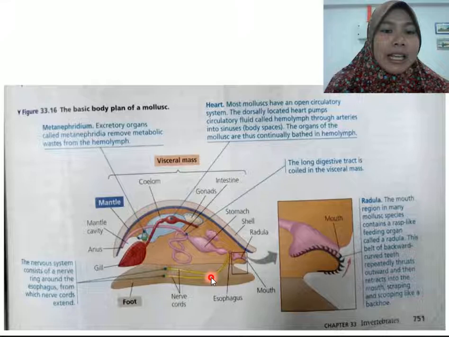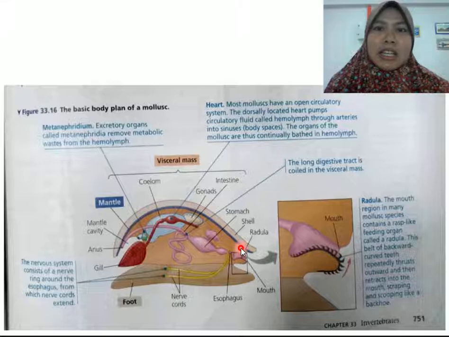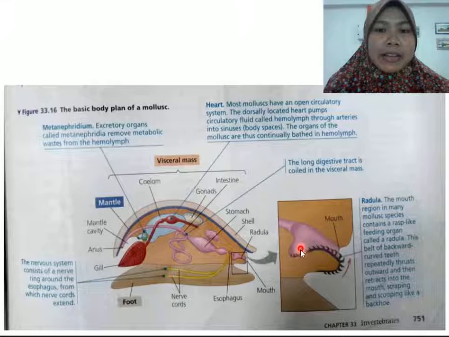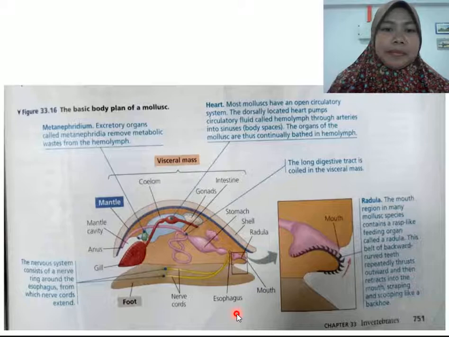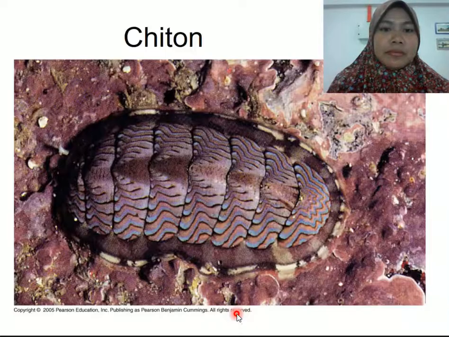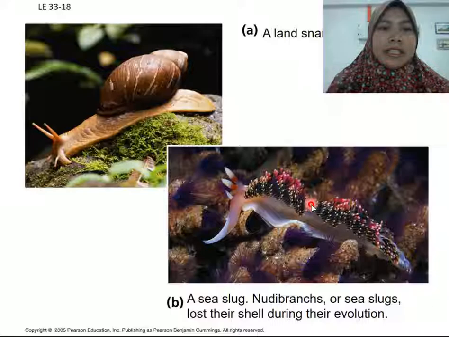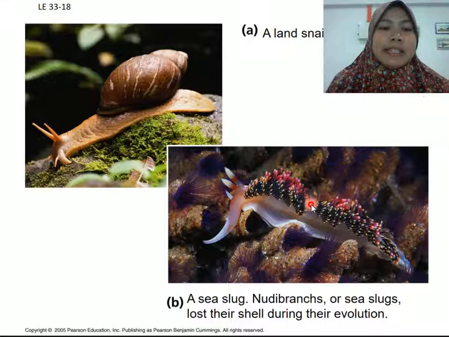And this is the coelom. And this is the mantle. What is the function of the mantle just now? Refer back: the mantle is used to secrete calcium carbonate, which makes the shell hardened. And this is the structure of the radula, a rasping-like structure used for feeding, for example in the snail. This is an example of a chiton, the land snail, the sea slug.